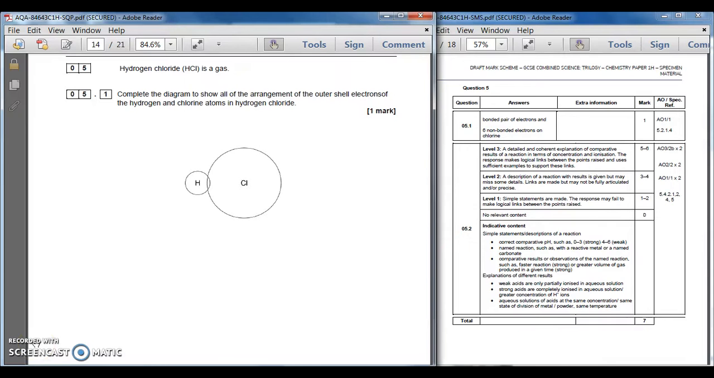Question 5. A lot of people did well by putting a dot and a cross in between the hydrogen and the chlorine in the overlap to get the single mark that they've given you on this one. Not only do you need that pair of electrons there, a dot and a cross, but you also need chlorine's other 6 electrons in its outer shell, which would make 7 for chlorine, it being in group 7, in total. There's only 1 mark available for that, which is quite tough.